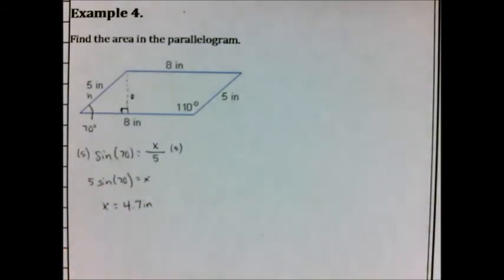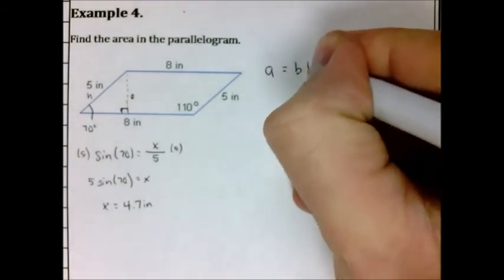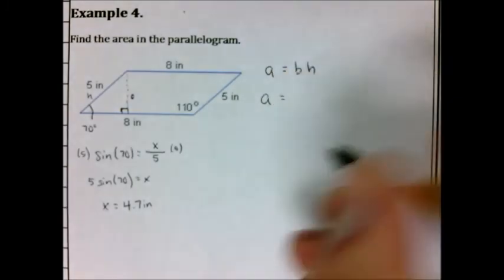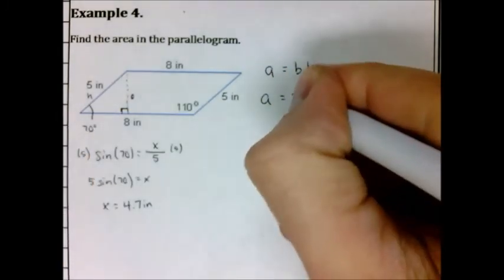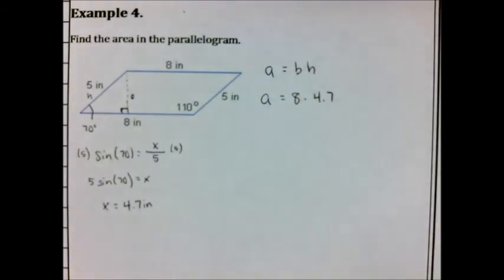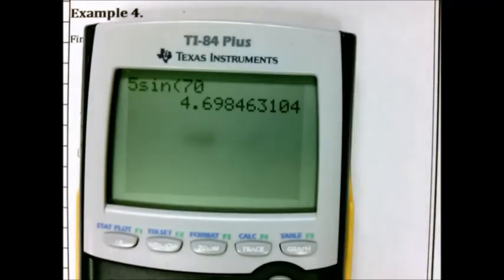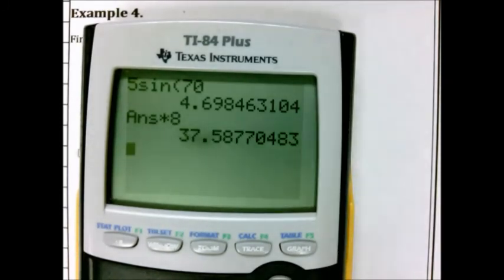And now we can go back to that area formula. Area is equal to the base times the height. So our area is going to be equal to 8 inches times our 4.7. Now, in order to get the most accurate answer, you're going to want to make sure that you use that whole actual number. So instead of doing 8 times 4.7, let's just go ahead and multiply this answer by 8, and we get 37.6. Okay, let me show you.